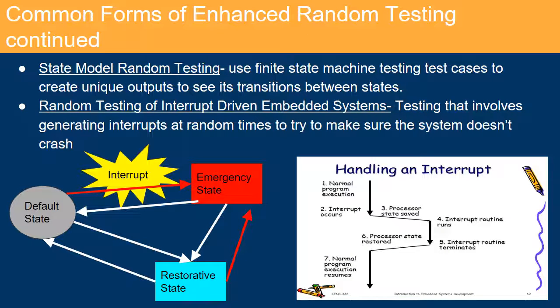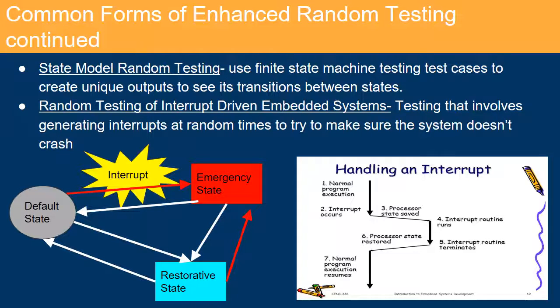Common forms of enhanced random testing, continued. State model random testing uses the finite state machine testing test cases to create a unique output to see its transition between states. Random testing of interrupt-driven embedded system testing. Tests that involve generating interrupts at random times to try to make sure that the system doesn't crash.